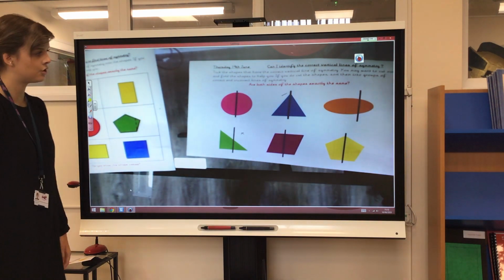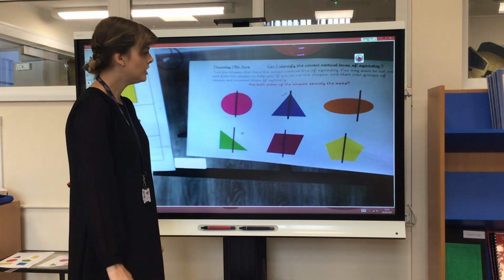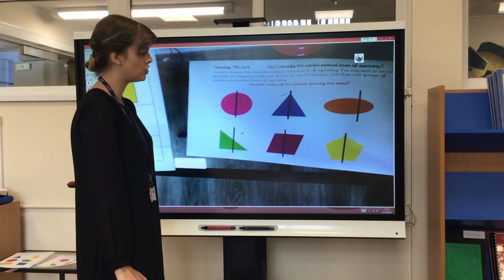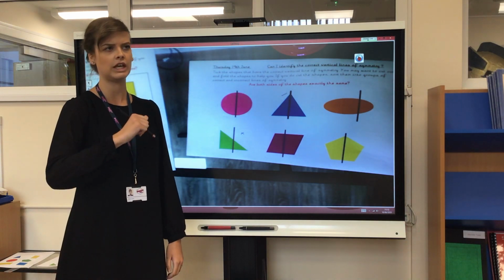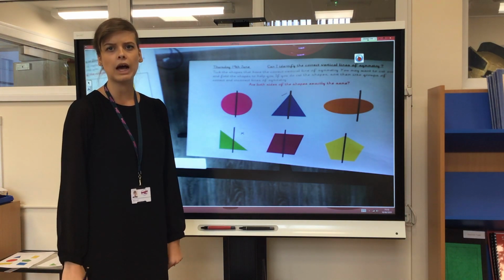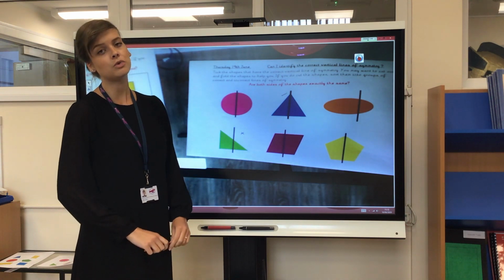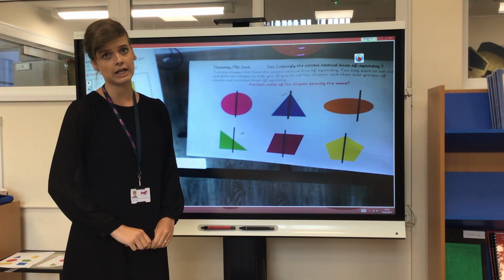Oh my goodness, what on earth is going on? Somebody has just rushed a little. Well, actually, that's not quite right. It needs to be in the centre, and both sides need to look exactly the same.